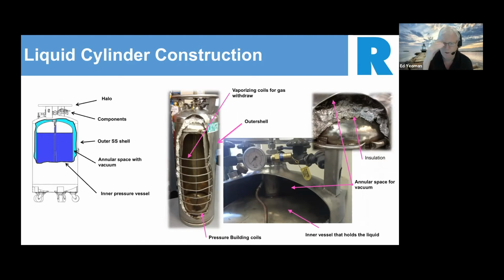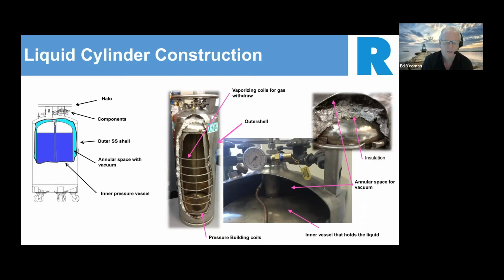The figures on the right-hand side are just some actual hardware that you can see. Bring some realization to that. The figure in the center is showing you the coils that are in between the inner vessel and the outer vessel. The pressure building coils are usually in the lower 12 to 15 inches of a cylinder. We'll talk about their function in the later slides. The other coils that are there are used for vaporization of gas.